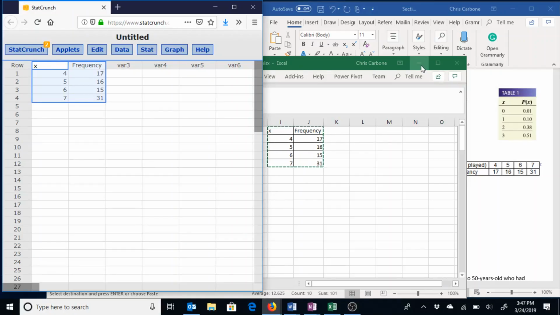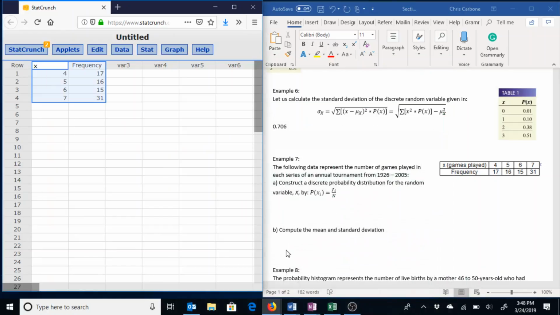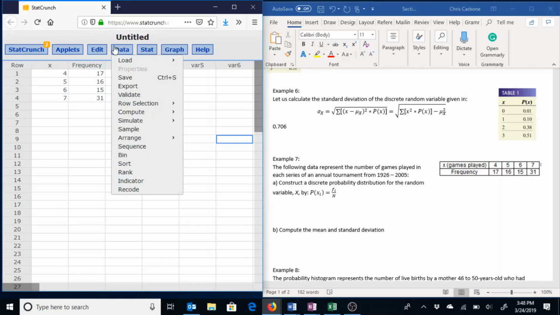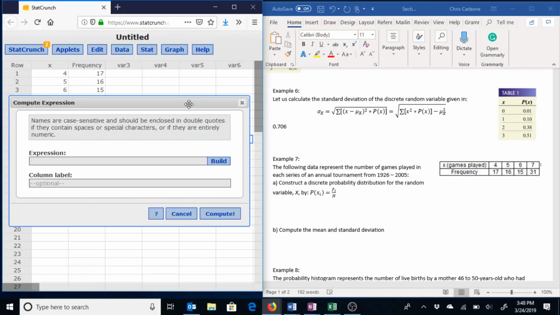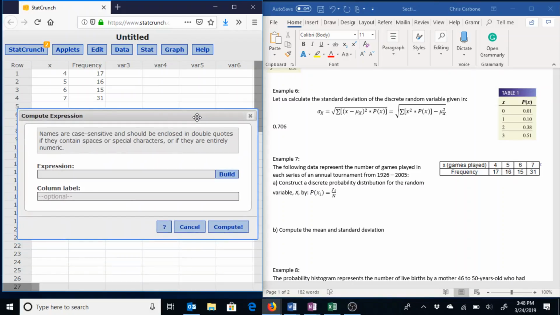I did note the instructions on how to do that here in the question, where we take each of those frequency values and divide it by the sum of all those frequency values, or in this case, the sample size. Inside of StatCrunch, in order for us to do that, we're going to go to Data as we have previously, go all the way down to where it says Compute, and then Expression.